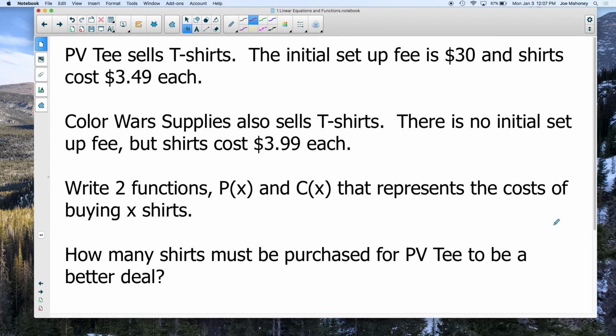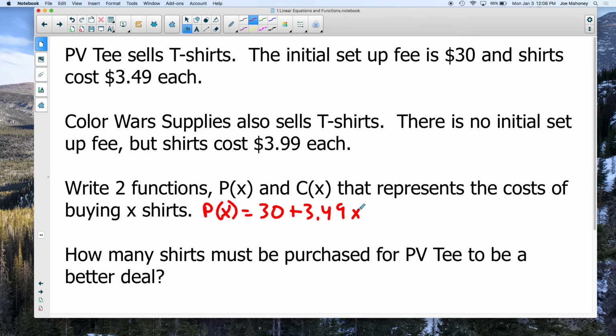And then we had fun word problems like this. For Color Wars, we need our t-shirt. So PVT sells t-shirts. The initial setup is $30. Okay, so that's like the one-time cost. And they each cost $3.49. So I'm thinking if I got to write two functions down here, maybe I'll say something like that P of x is going to be 30 plus 3.49x.